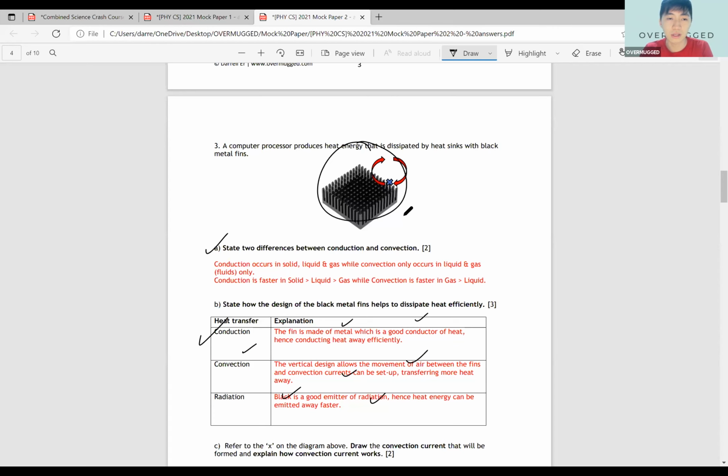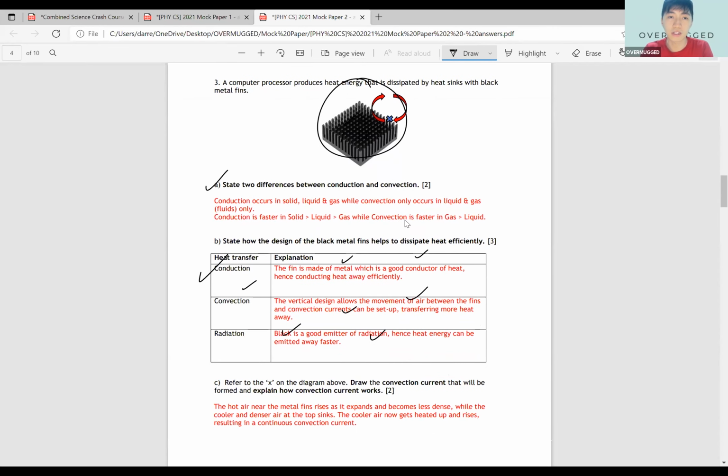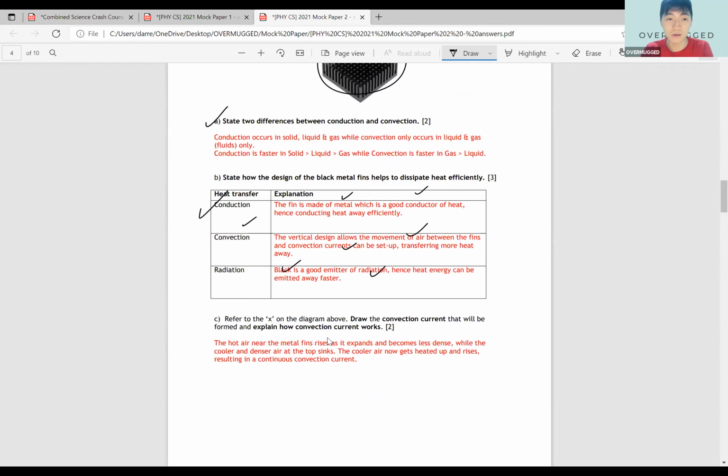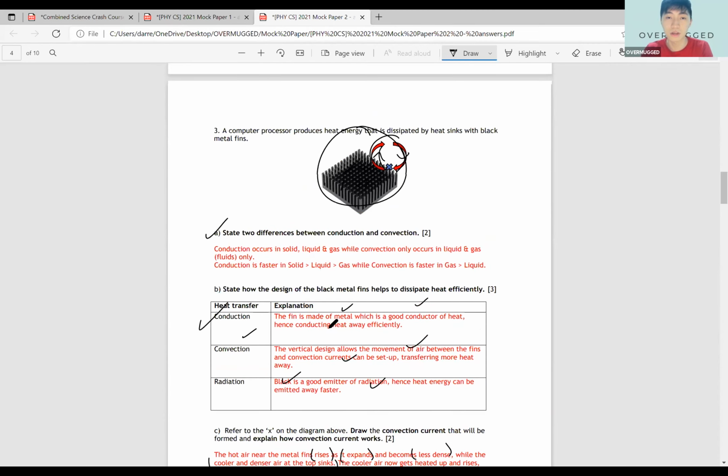Differences, this one you can just go and study. Drawing the convection current as well, okay? Hot air rises, cold air sinks, okay? And then if you need to explain, once again, we talked about the keyword. So expands, less dense, rises. Okay, then cooler, denser air sinks. All right, so this is the answer for question three.